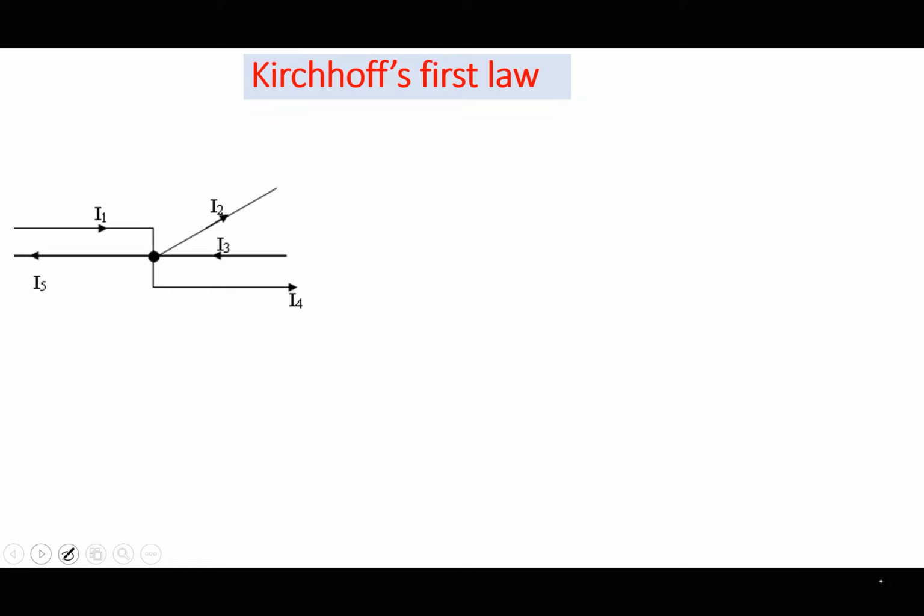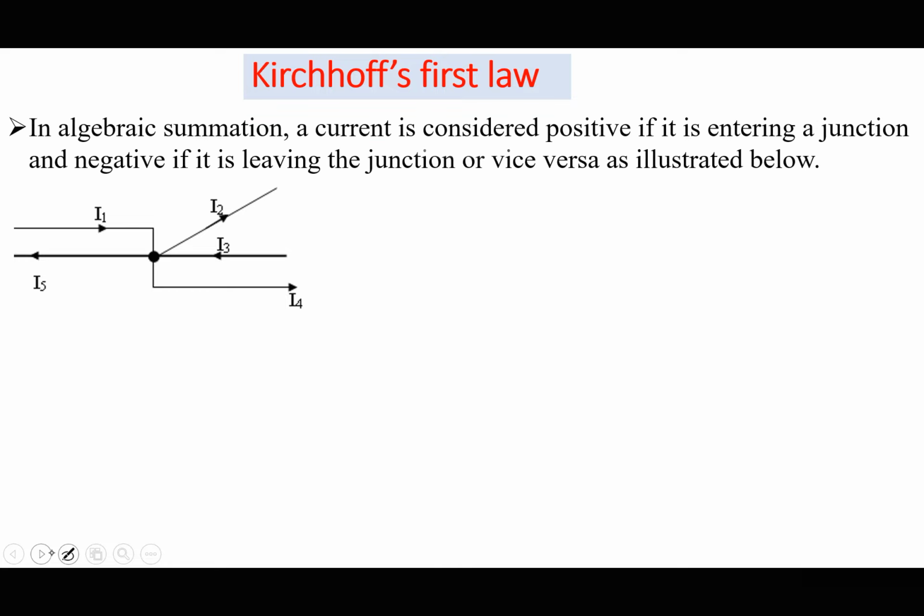So in an algebraic summation, a current is considered maybe positive if it is entering a junction, and you can consider it to be negative if it is leaving the junction, or vice versa. So for example here, I may consider currents entering the junction to be positive, and currents leaving the junction negative. So this is positive because it's entering the junction, this is negative because it's leaving, this is negative because it's leaving, and this is positive because it's entering. This is negative because it's leaving the junction.